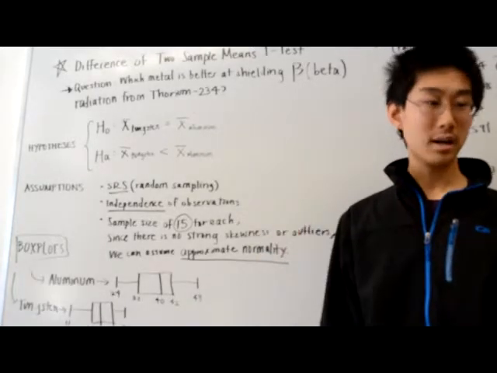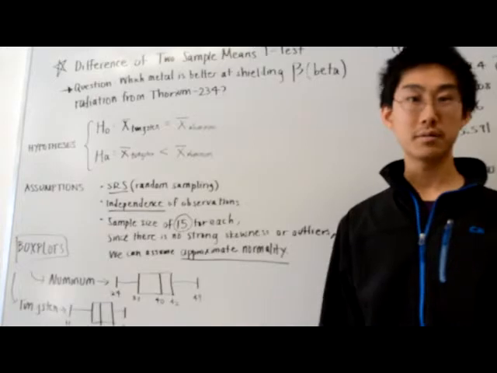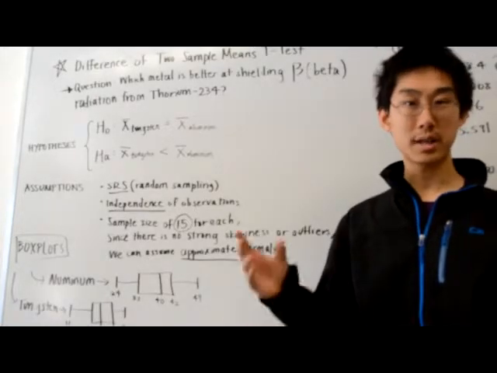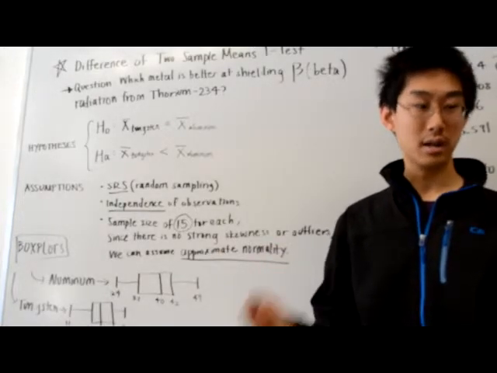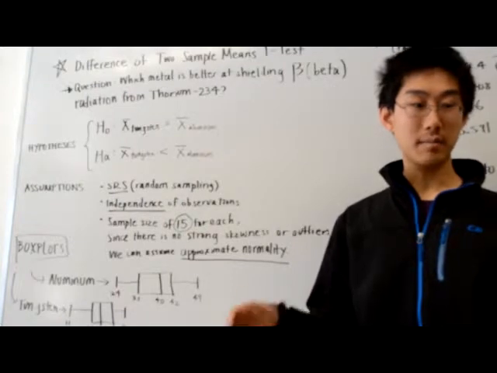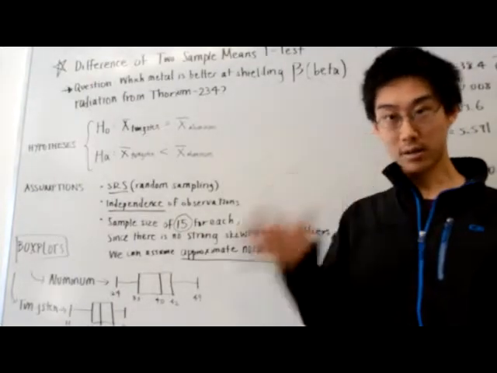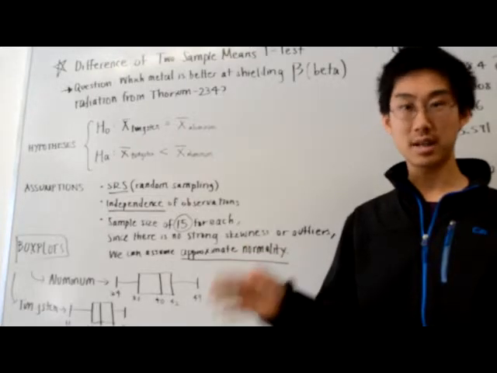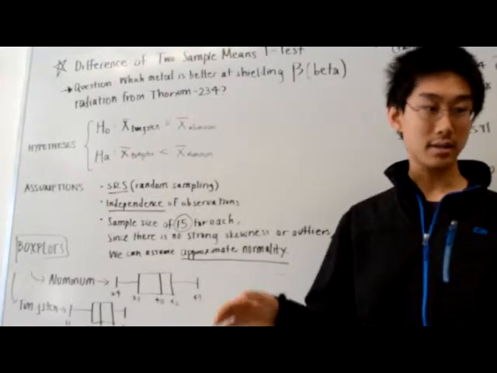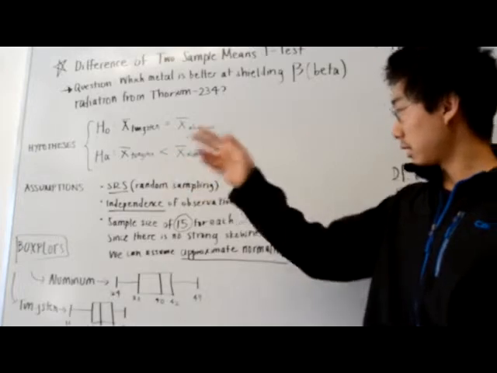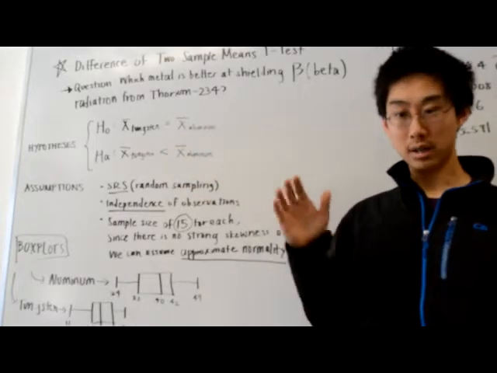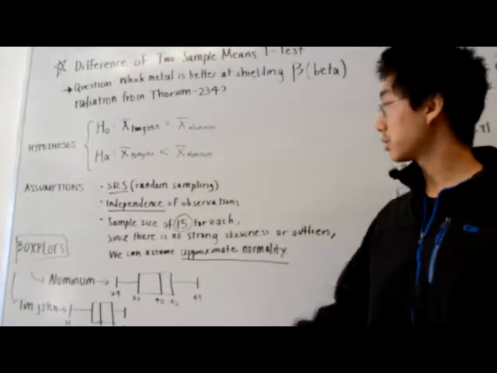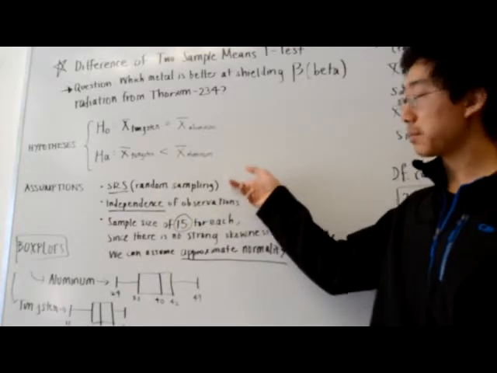So to make this experiment consistent and get rid of confounding variables, we use the same size, same thickness of aluminum and tungsten. The Geiger counter, which is the detector for the radiation, and the radiation source were both positioned at the same exact place.